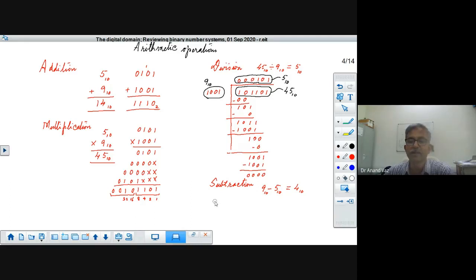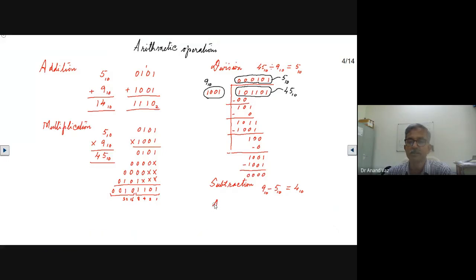You will have to keep this in mind that conventionally the subtraction doesn't proceed like this. The machine performs subtraction by addition. The addition of a negative number.